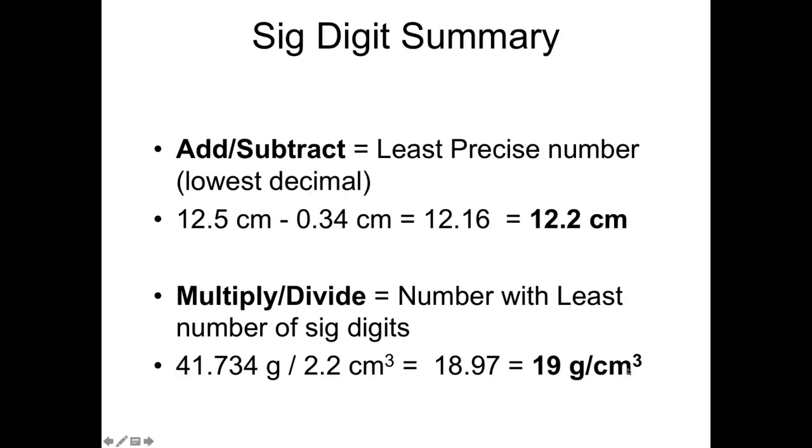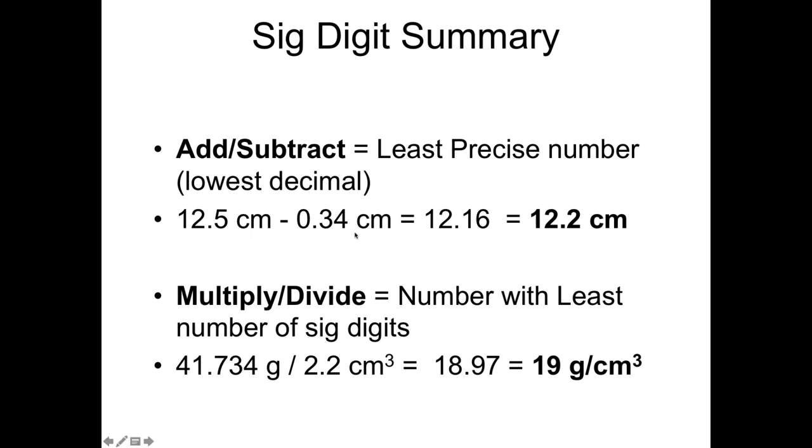Now moving on to addition, subtraction, and multiplication, division. For adding or subtracting, when you have significant digits, you need to line it up and go by the least precise. So 12.5 centimeters cubed minus 0.34 centimeters cubed gives us 12.16, which we're going to round to 12.2. Multiply and divide, we'll have 41.734 grams divided by 2.2 centimeters cubed. And again, when we round that, we're going to get a value of 19.